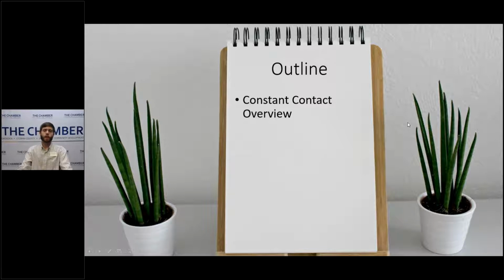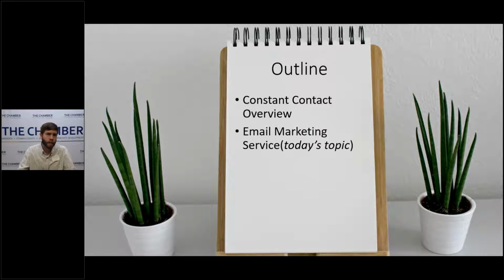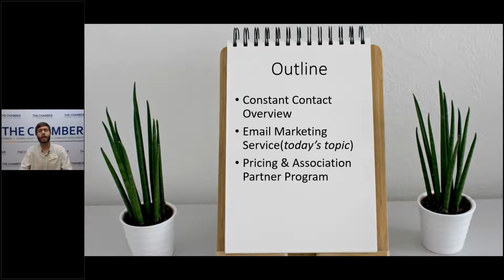There we go. So here is the outline today. Just a brief overview of Constant Contact and some of the services they offer. And then of course, today's topic, we'll be talking about email marketing service and communicating with your customers through that service. And also touch on the pricing structure with Constant Contact, and also the association partner program. As a member of the chamber, you get exclusive discounts to Constant Contact. So lucky you, you get discounts on this.